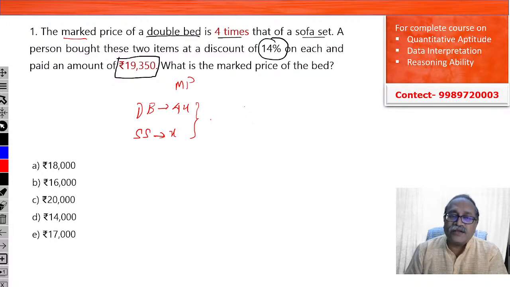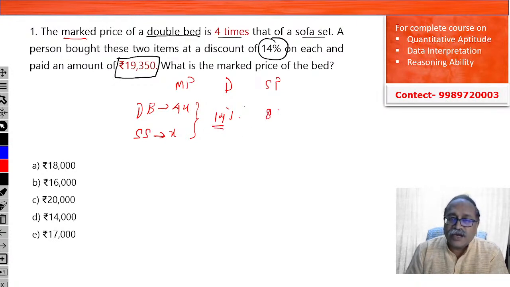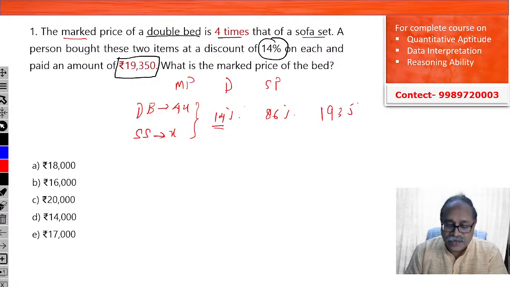And what is the total? The total is 5X. So on 5X, if you give a discount of 14%, that means your selling price will be what percentage of the mark price? 100 minus 14, and that comes to 86% of the mark price, which is equal to 19,350.